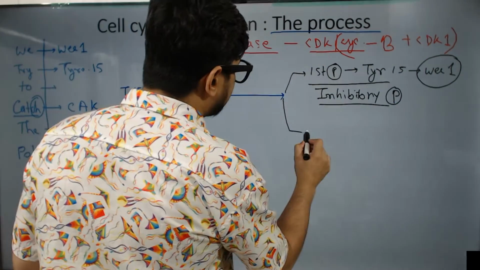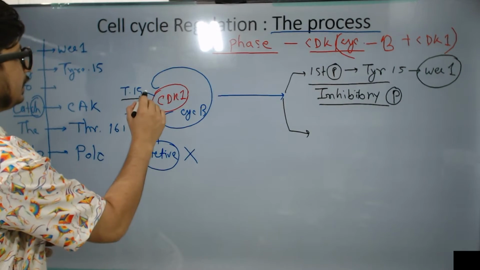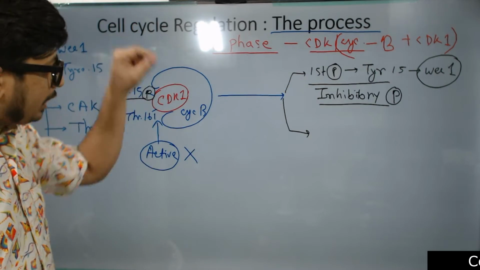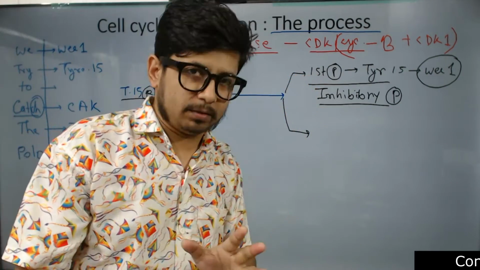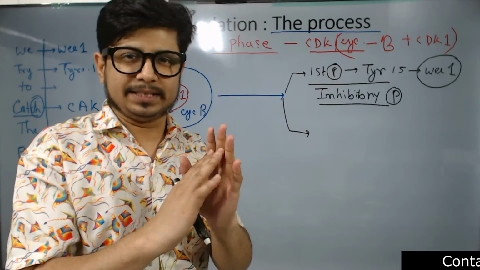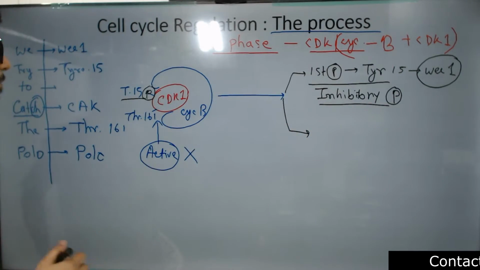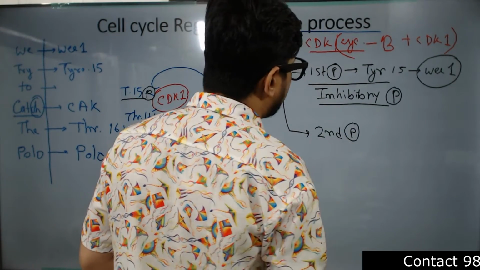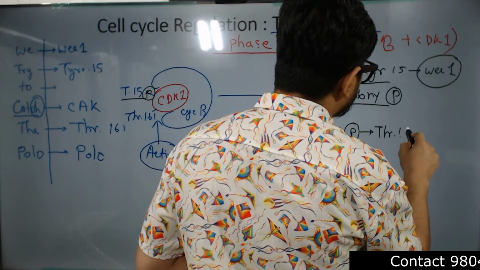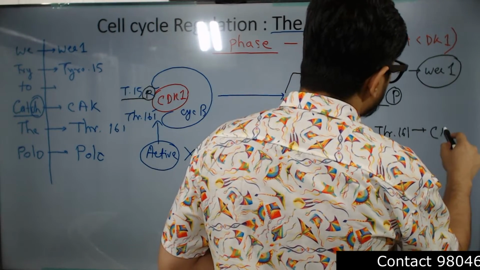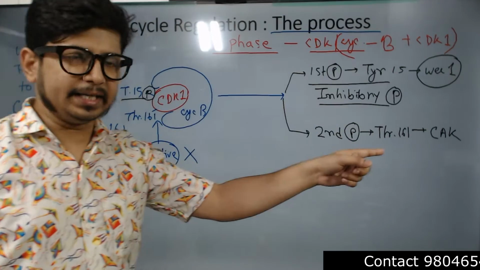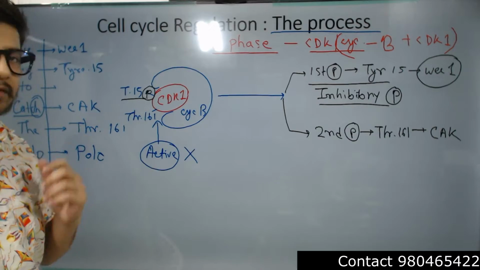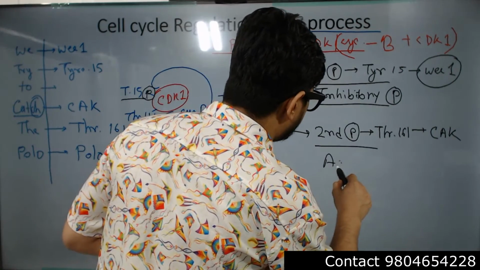Then the second phosphorylation is done. There is a phosphate group, but the CDK is not yet active because this is an inhibitory phosphate. In order to make CDK1 active, this phosphate needs to be cleaved out. But the phosphate is still in place, so CDK is not yet activated. Now the next step is another enzyme and the second phosphorylation, which is done at the threonine 161 residue by CAK. Another kinase phosphorylates the threonine 161 residue. This second phosphorylation is activatory phosphorylation.